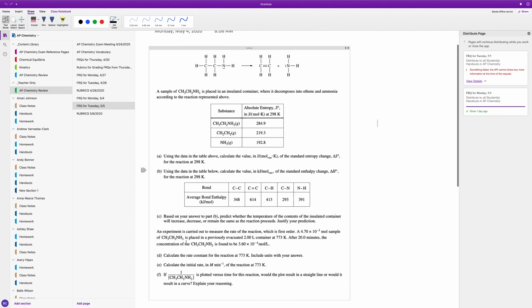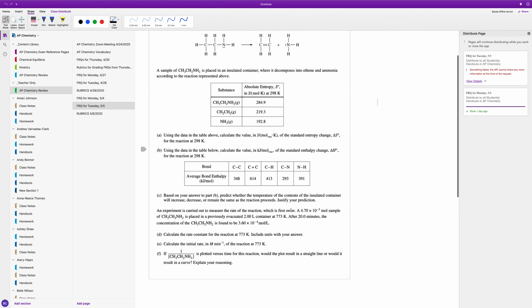Okay, experiments carried out to measure the rate of the reaction show it's first order. Things to remember about first order reactions are that the natural logarithm versus time will give you the linear integrated rate law. Also, there is a constant half-life, where half-life is equal to the natural logarithm of 2 divided by the rate constant. And that's on your equations sheet.